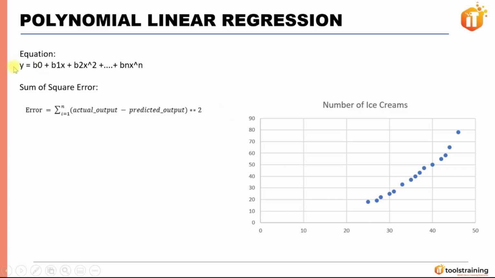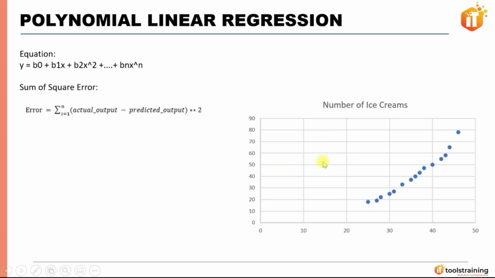The equation is y equal to b0 plus b1 x plus b2 x to the power 2 plus, and then bn x to the power n. That is how many degrees you want to apply on your polynomial regression. You can see here your independent variable is only one variable, but every time you can see the slope value, the coefficient values are changing.